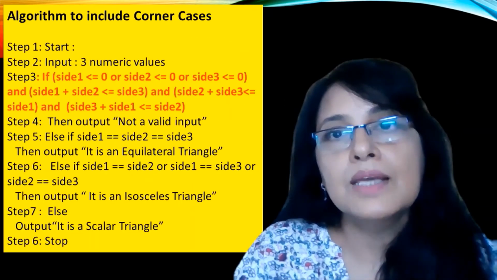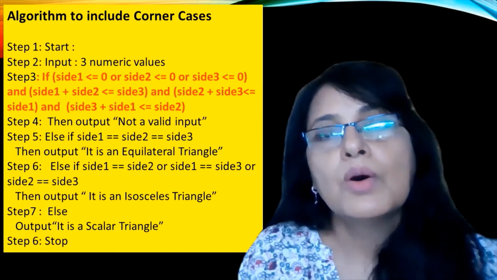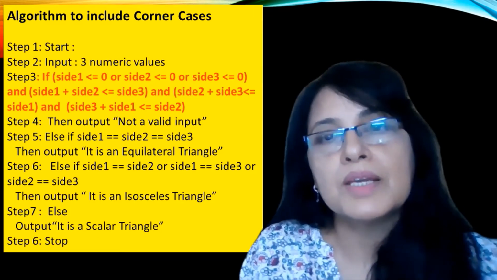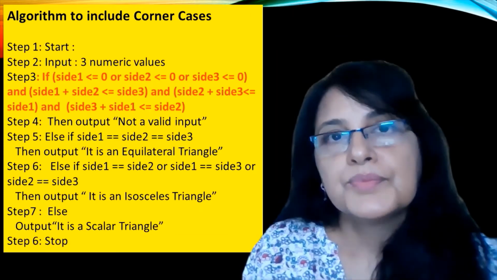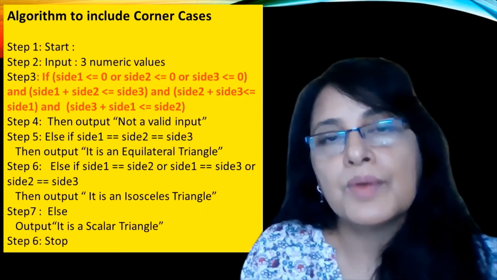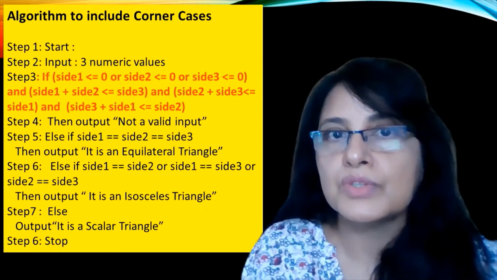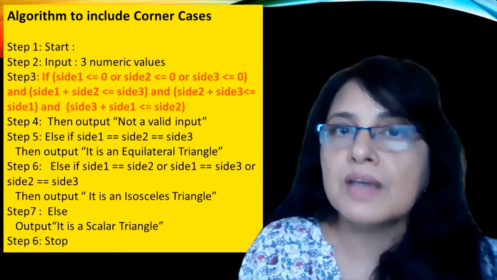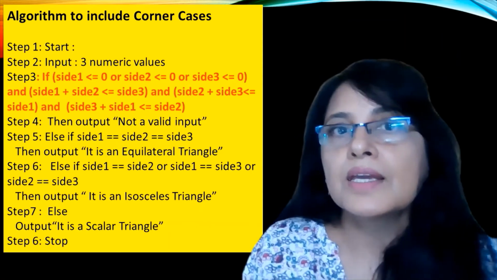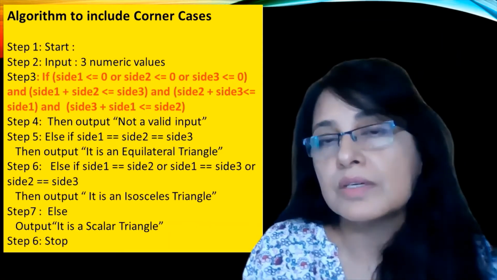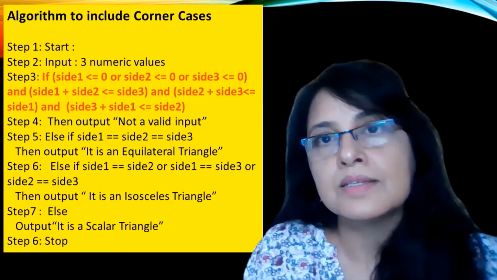Now, in case we need to handle corner cases, we have to mention or give a statement which makes sure that these kind of problems do not occur in our algorithm. So here we've shown it in red color. That is, if any of the sides is less than or equal to 0, and if the sum of any 2 sides is less than or equal to the third side, then it will give us an output saying not a valid input. So we have handled the corner cases in this example.